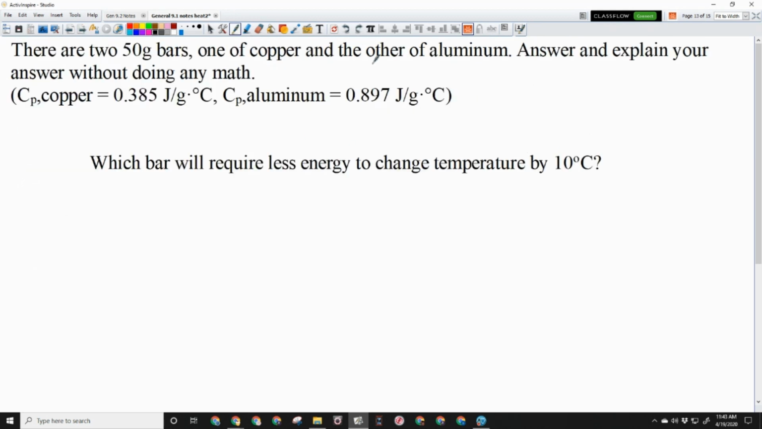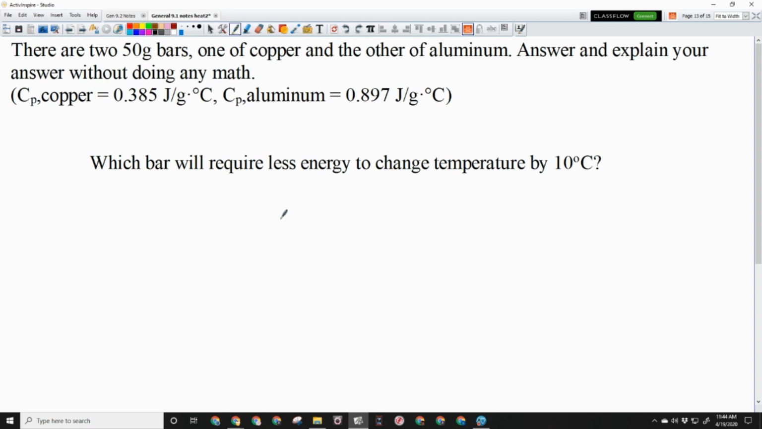Okay, so now we have a concept question. I want you to think about this, and I'm going to show you some techniques on how to answer some concept questions. Let's read the question. It says there are 2 50-gram bars. So we have 2 bars of metal that are the same mass, one copper and the other aluminum.